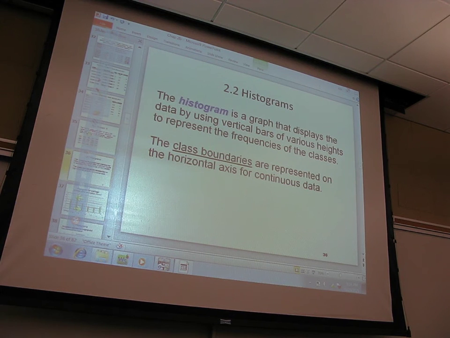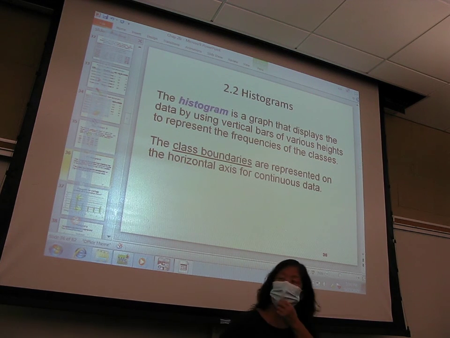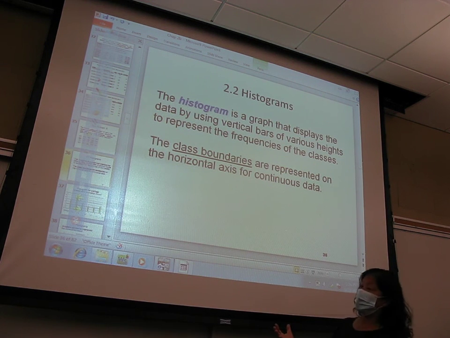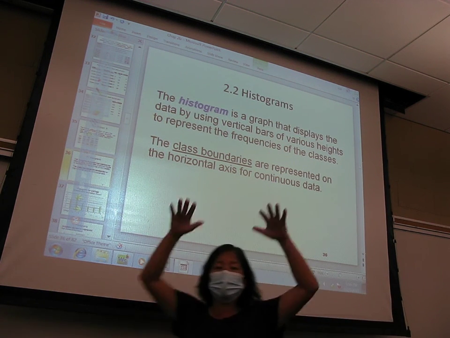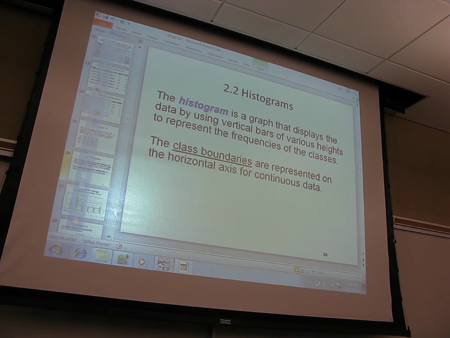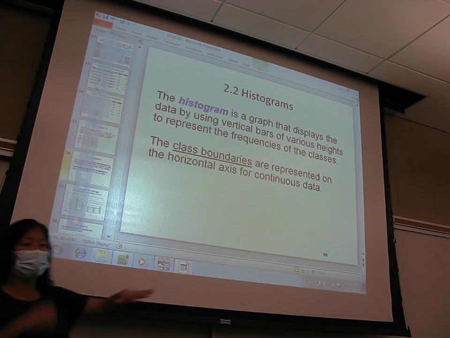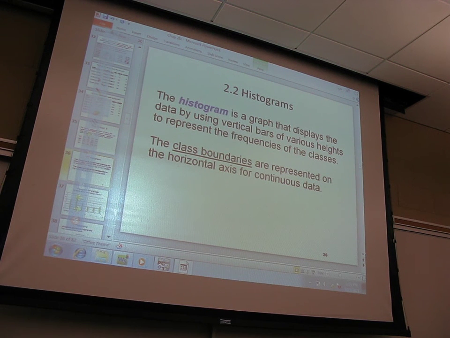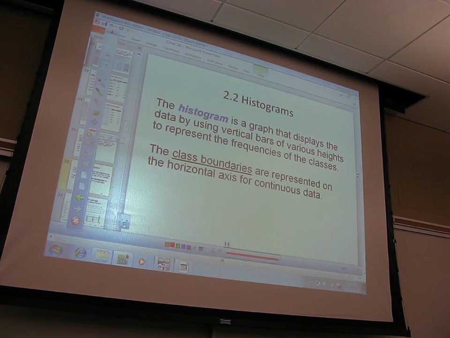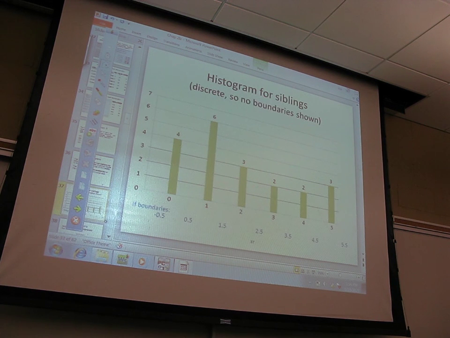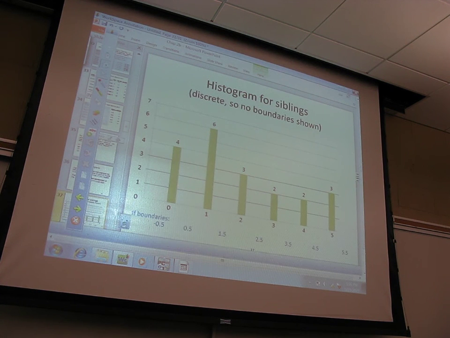So histograms. That's a graph. This is review from last class. It's a graph that displays your data by making bars whose heights are the same as the frequencies. And along the bottom of the graph is going to be either your boundaries, or if you want, you can put your class limits, either one. I think boundaries are easier because I'm lazy and I like to write less. But if you wanted to, you could put your class limits down below, written in there.